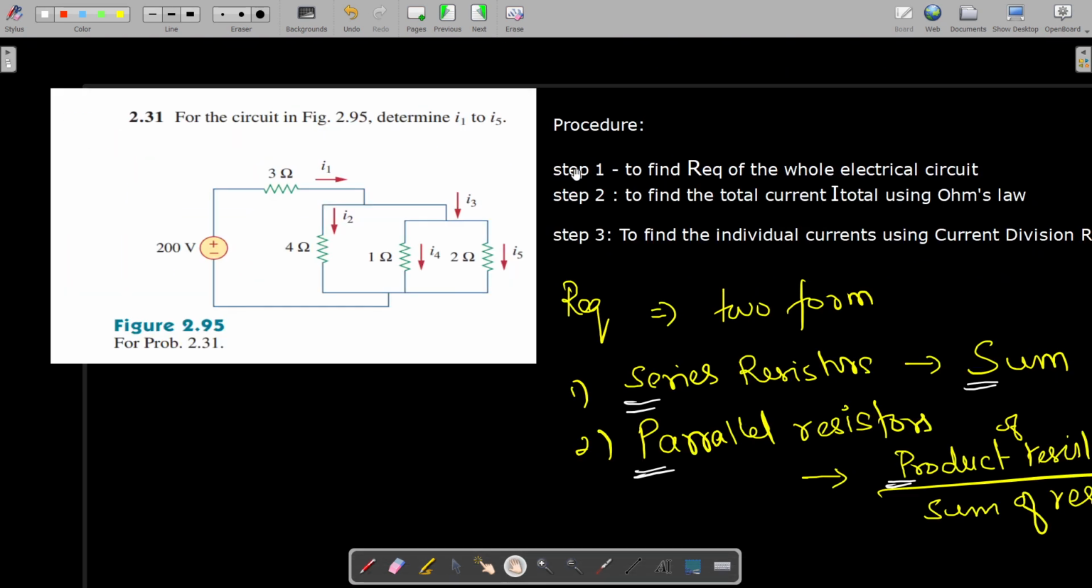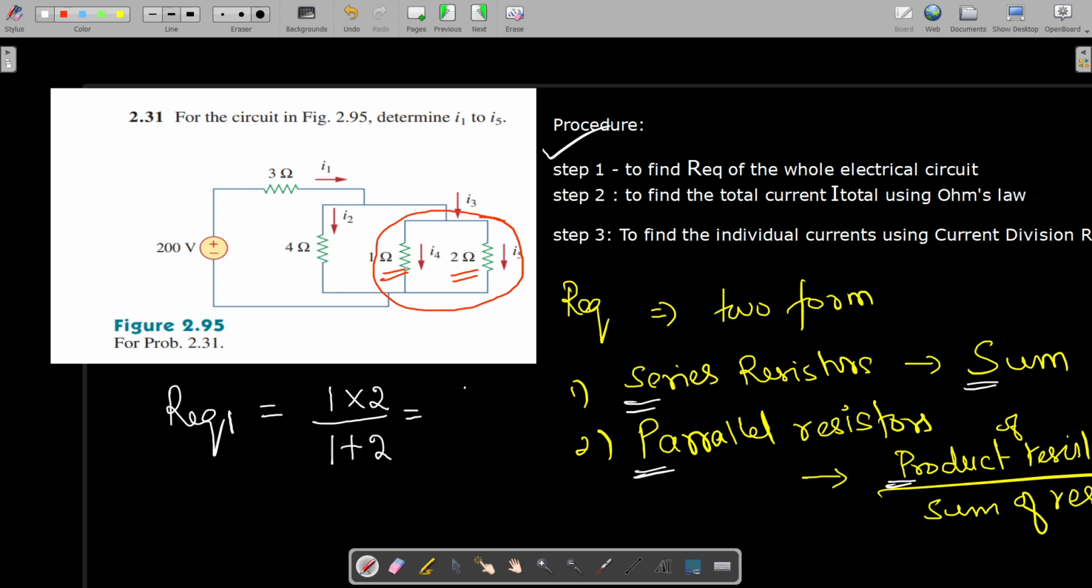We are going to follow the first step now. So to find the R equivalent of the whole electrical circuit, we need to start from here, these two branches. So how to find the equivalent? Here we have this 1 ohm resistance at this branch, and here we have the 2 ohm resistance. So the R equivalent 1 for this branch is 1 into 2, that is the product of the two resistances on the branches divided by the sum, isn't it? 1 plus 2. So this is equal to 2 by 3.